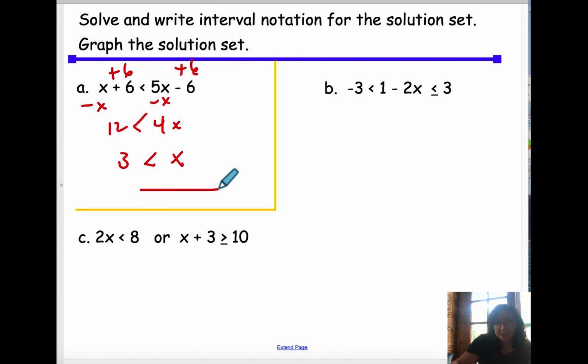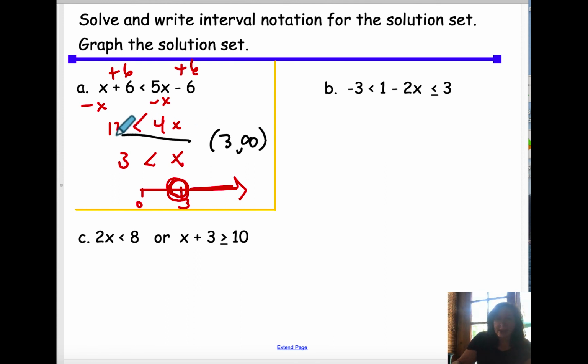So graphing this, here's my 3, here's my 0. X is greater than that. Open circle, values to the right. If I was putting this in interval notation, I would go parenthesis 3 to infinity.